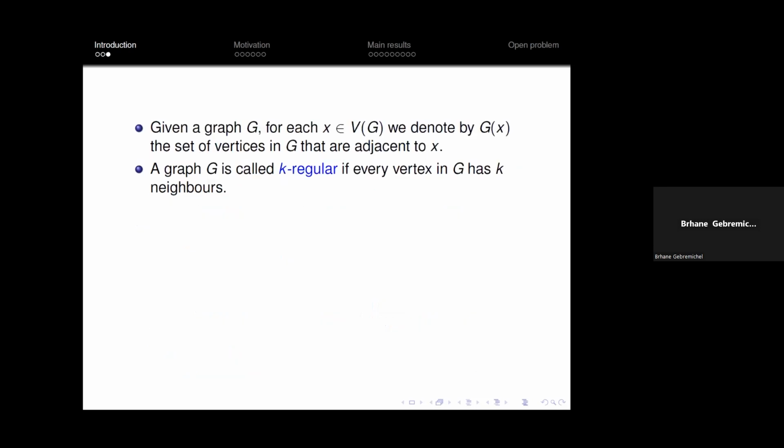Given a graph G, for each vertex x in the vertex set, we denote by G(x) the set of vertices in G that are adjacent to x. We call them the neighbors of x. And a graph is called k-regular if every vertex in G has k neighbors.